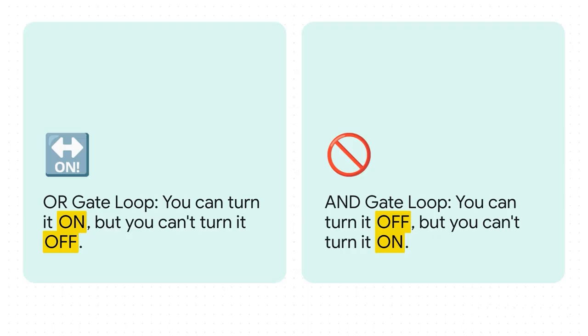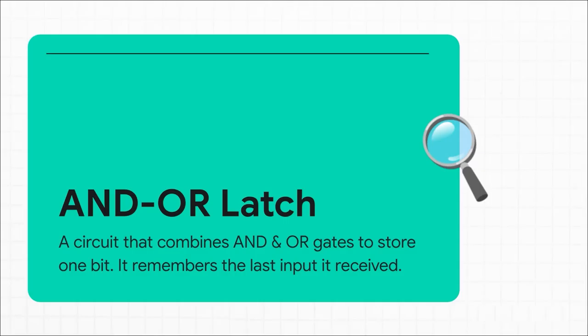Now, your first thought might be, can't we just loop a logic gate's output back into its own input? It's a clever idea, right? But it has a huge flaw. If you do that with an OR gate, once you turn it on, it's stuck on forever. And if you try it with an AND gate, once it's off, it's stuck off forever. Neither one can be changed, which makes them pretty useless for memory. So the solution is to combine them.